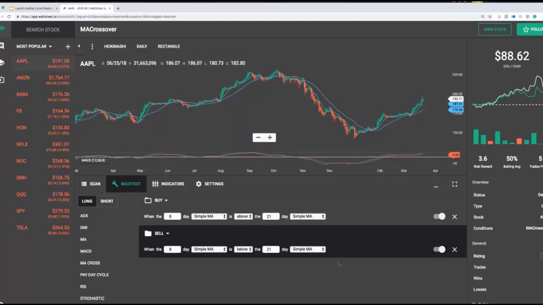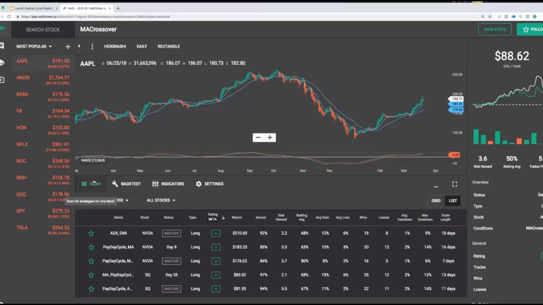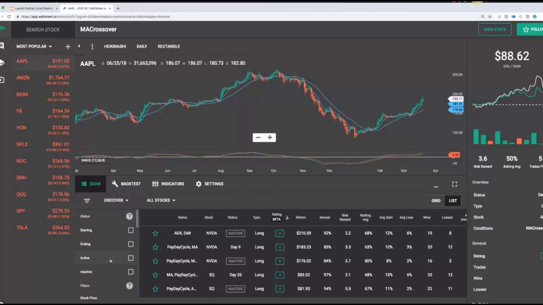Now, for some people, they love to geek out on our backtester. For other people, they don't want to take the time to backtest things. They just want to be shown the best strategies. And that's when you could use our scanner. Our scanner is really cool because you can filter by strategies that you're interested in, by risk reward, annual return, stock price, average gain, trades per year. You could also filter by specific strategies.